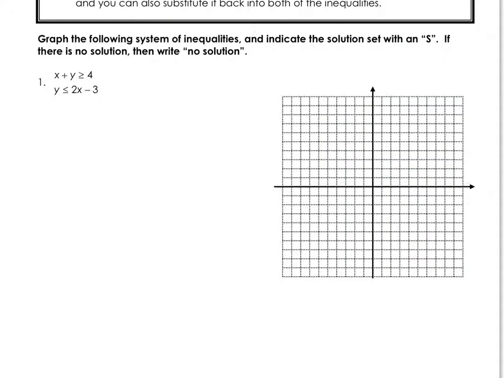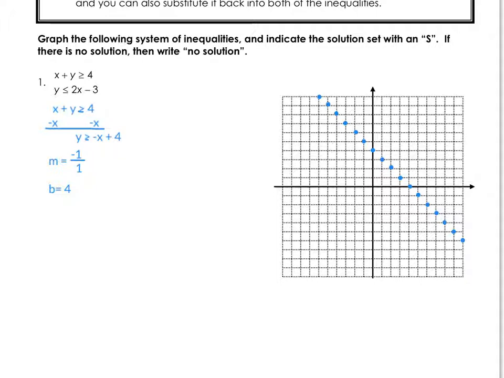Okay, so when we graph inequalities, we're just going to worry about getting them in y equals, just like normal. On this first one, I see x plus y is greater than or equal to 4. Well, I have to get y by itself, so I'm going to subtract x from both sides. We wind up with y is greater than or equal to negative x plus 4. And then I can see that my slope here is negative 1 over 1 and my y-intercept is 4, so we can plot those points.